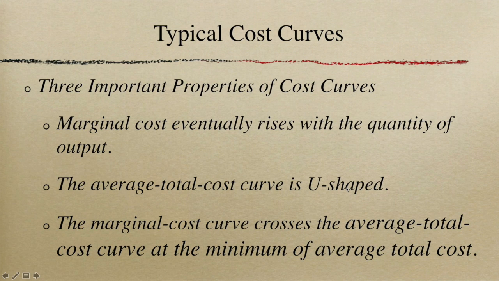Now, three important properties of cost curves. Marginal cost is inevitably going to rise. And the reason marginal cost inevitably rises is because of the law of diminishing returns. Average total cost is a U, and ATC intersects the marginal cost at its lowest point, at the efficient scale.